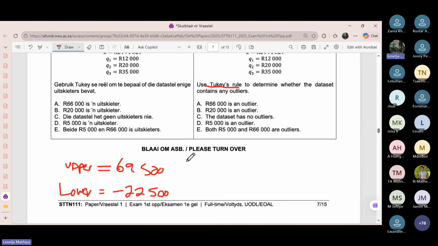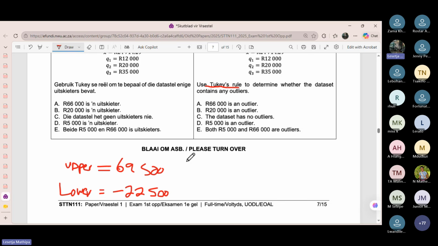So now let's check. Now we got the answer for the upper bound and the lower bound. We need to determine whether the data set contains any outliers. So which option are you going to take here as your answer? The data set has no outliers. Okay. Why? Reason? Our data falls in between the two values. There's nothing outside the upper bound. There's nothing outside the lower bound.